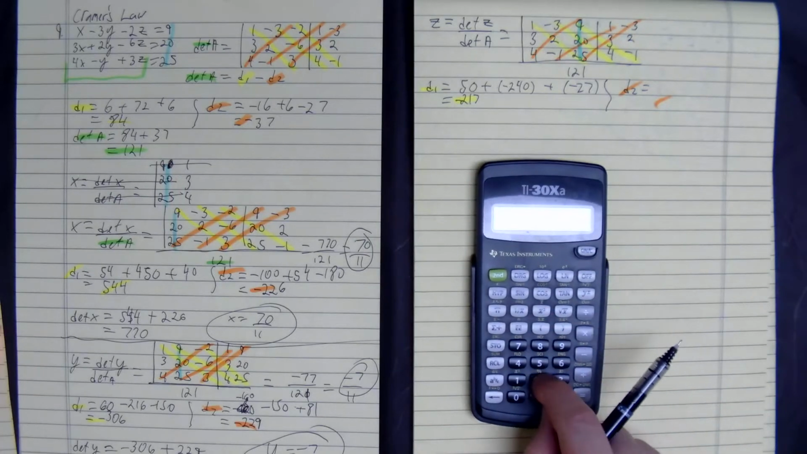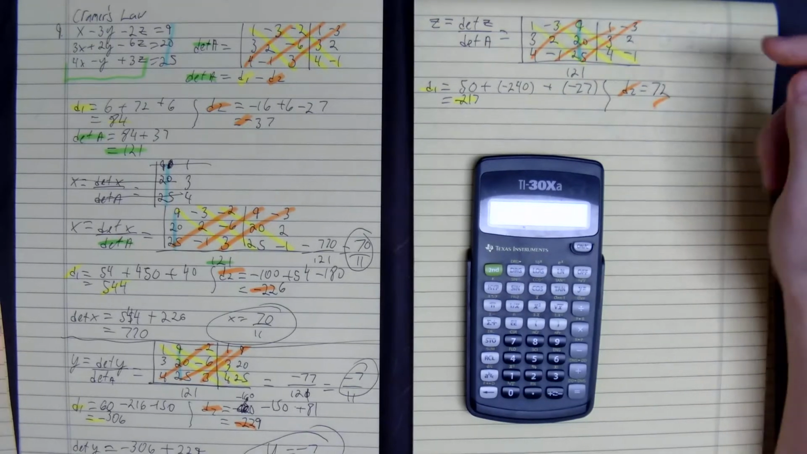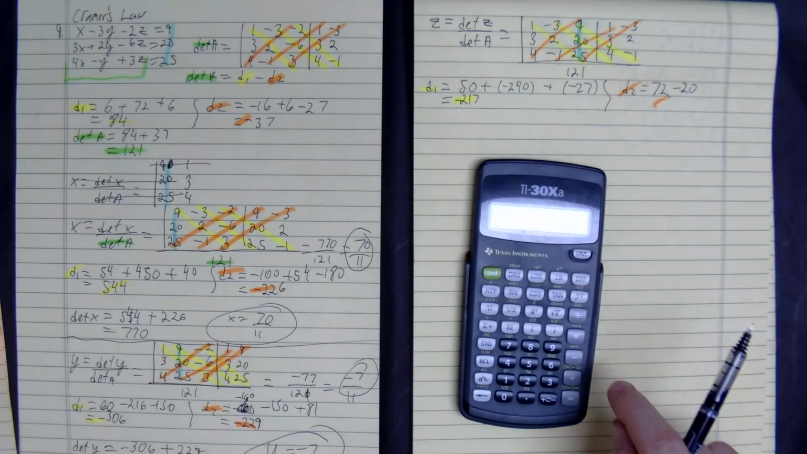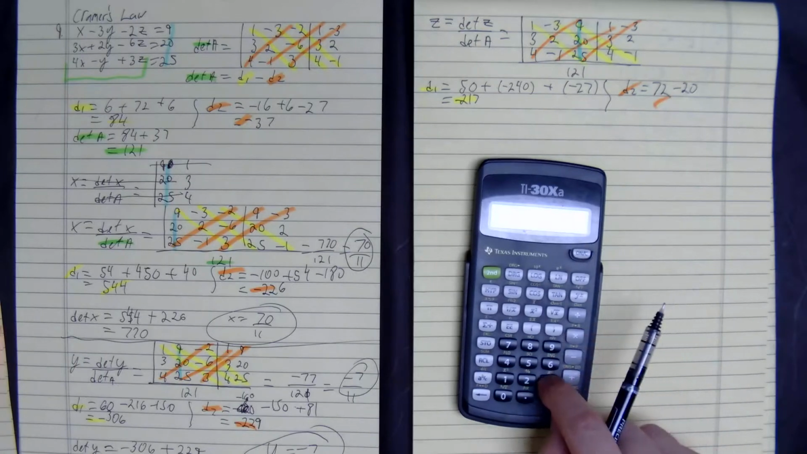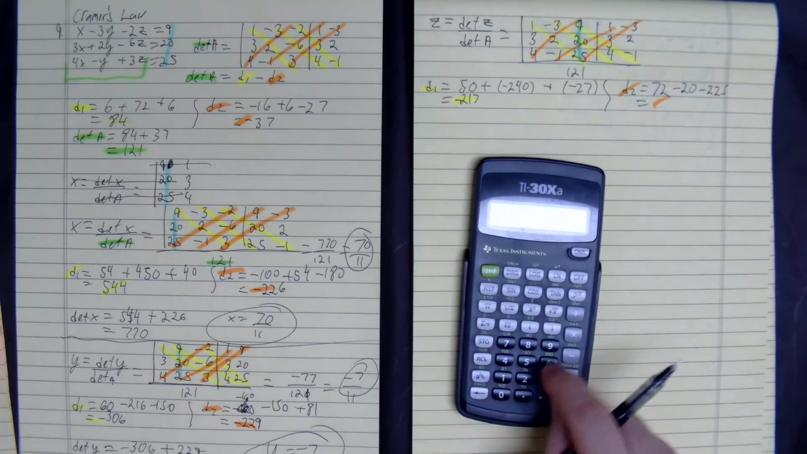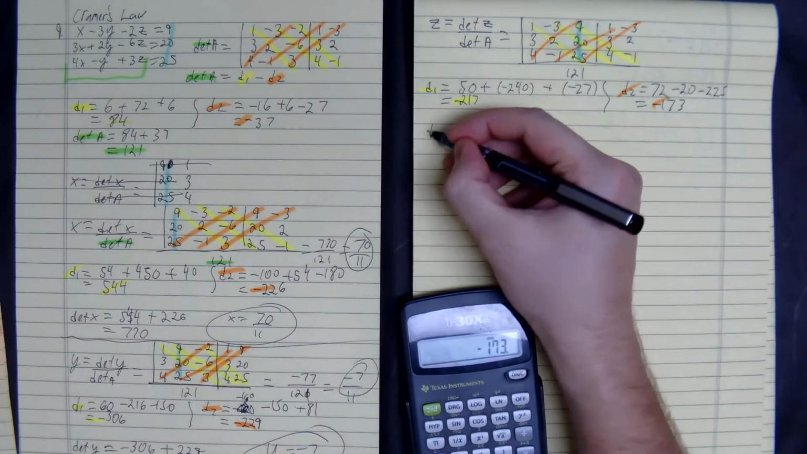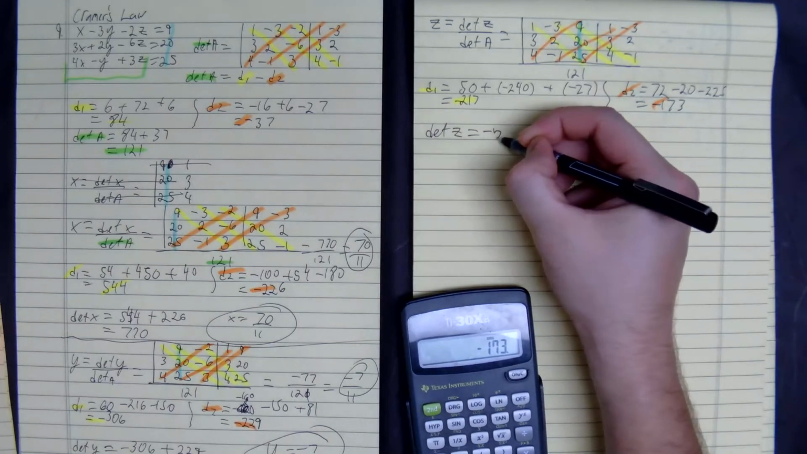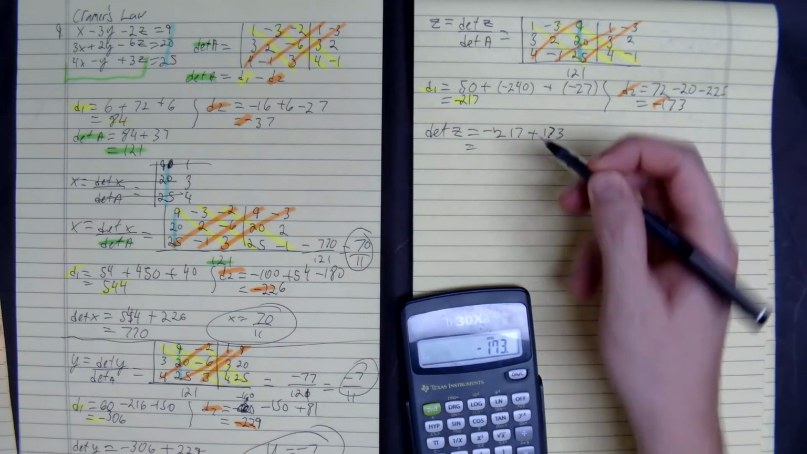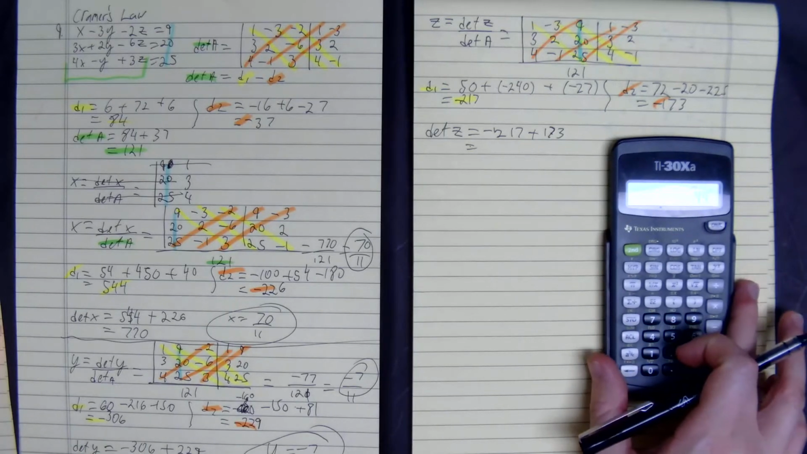So diagonal 2 is 4 times 2 times 9 gets 72. So negative 20 would be the next one. Then 25 times 3 times 3, minus 225. 72 minus 20 minus 225 gets you negative 173. So the determinant of z will be equal to negative 217 minus, which becomes a plus 173. Negative 217 plus 173 gets you negative 44.